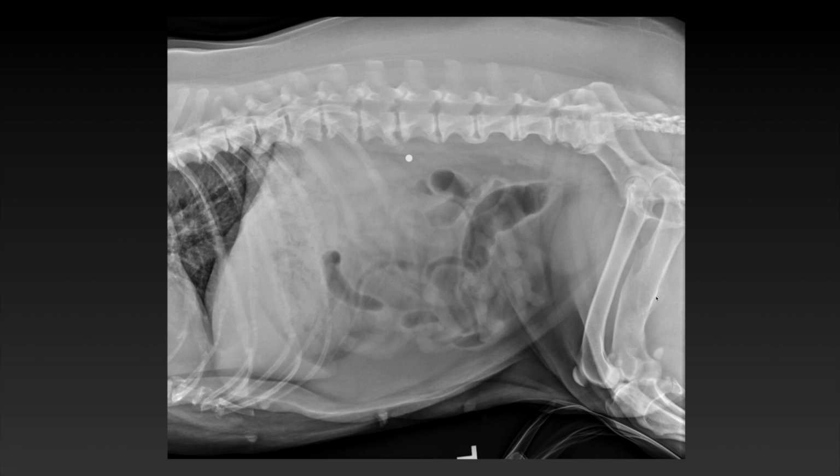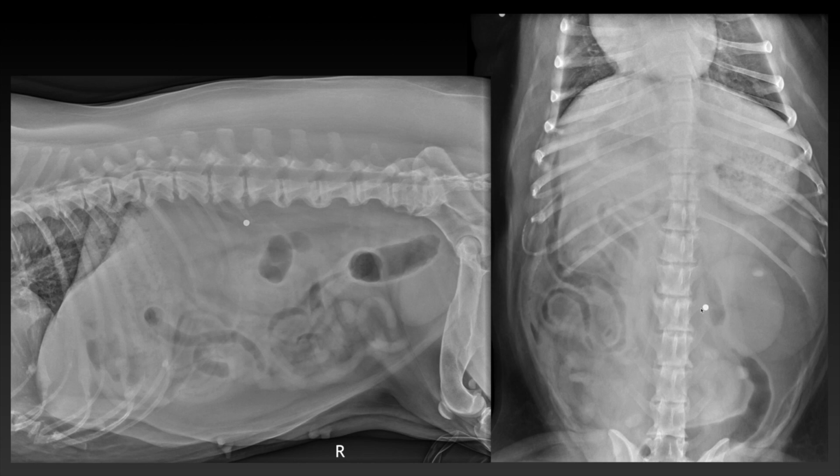A metal-opaque, perfectly round structure is superimposed with the retroperitoneal space, ventral to L2-3, also visible here to the left of the spine. And the detail in the retroperitoneal space is normal.